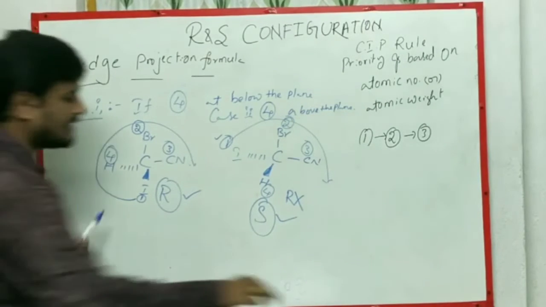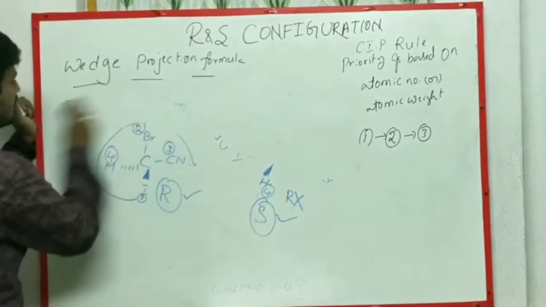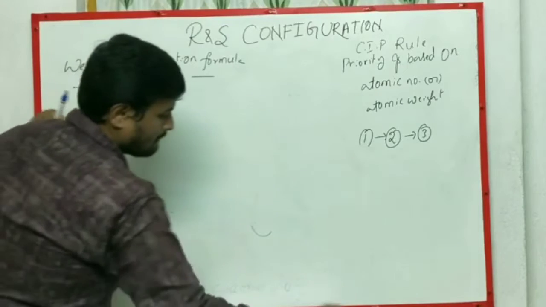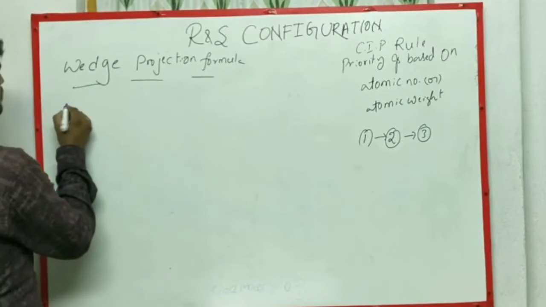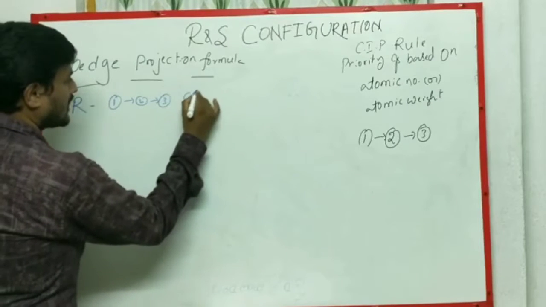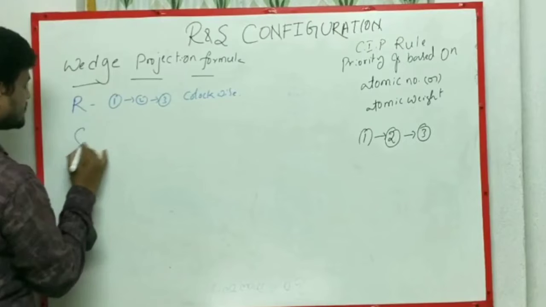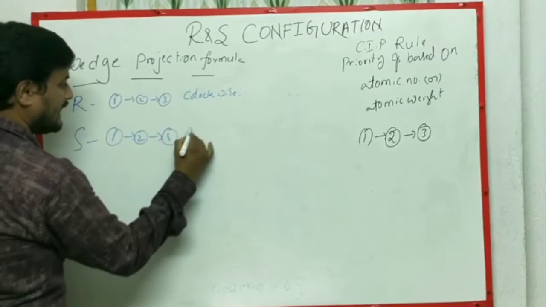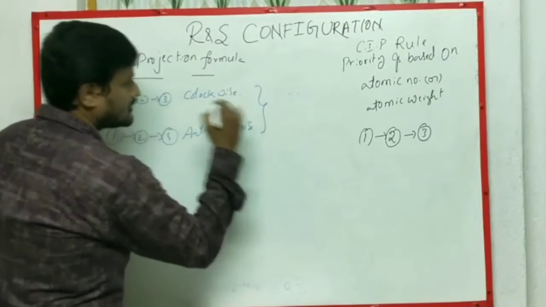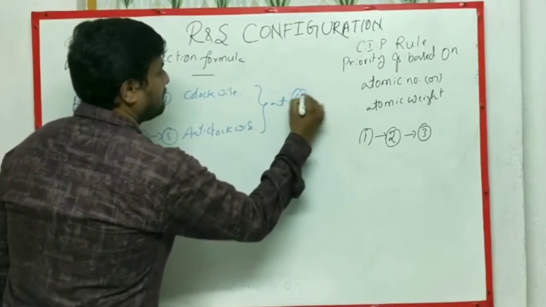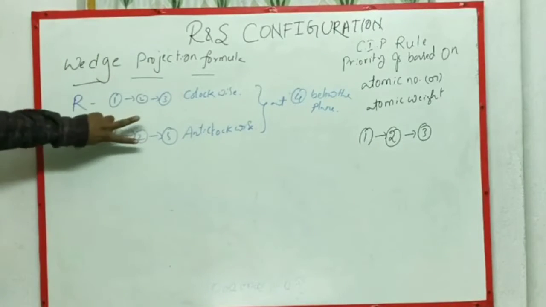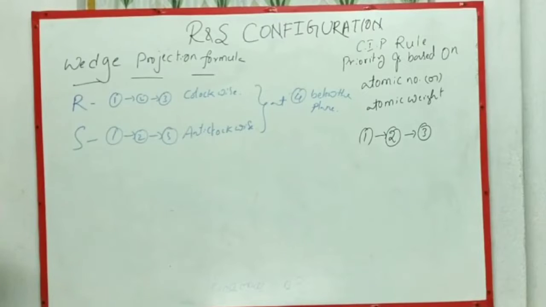Okay, here I am writing the same concept. R: 1, 2, 3 clockwise. S: 1, 2, 3 anti-clockwise. Okay, these two are correct when the fourth priority is below the plane. These two are reversed when it is above the plane. Are you clear? Okay.